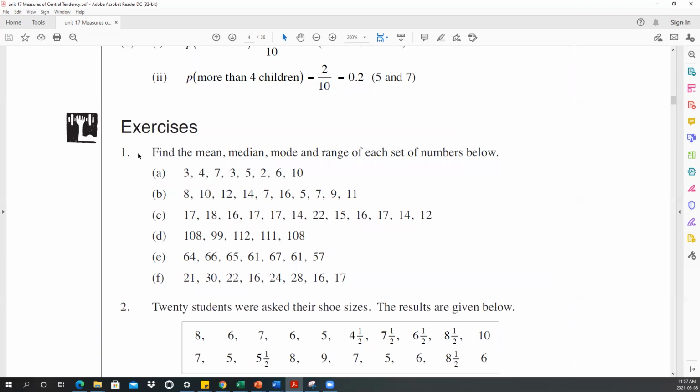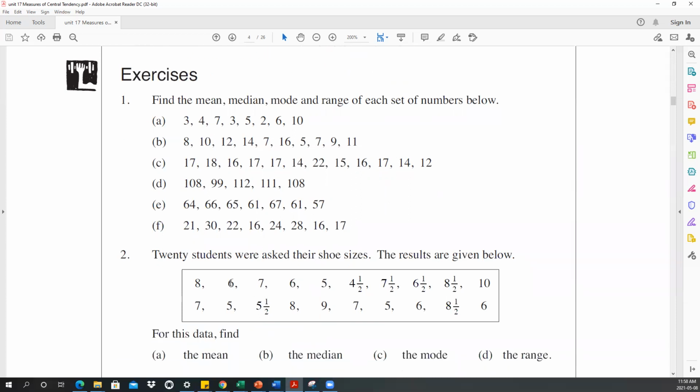All right. This part now says find the mean, median, mode, and range of each set of numbers below. So you can attempt that. It's not really different, just do as we have been doing. The only thing to remember is, for the median, just make sure you put the numbers in numerical order, ascending or descending, and you should get the same answer.